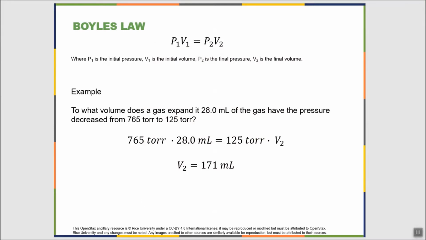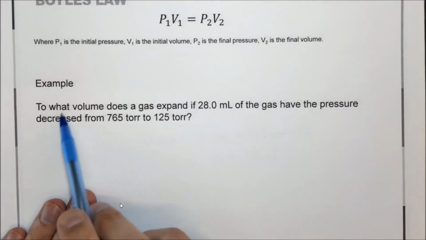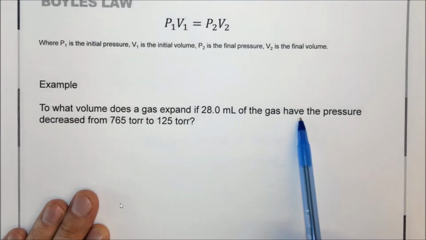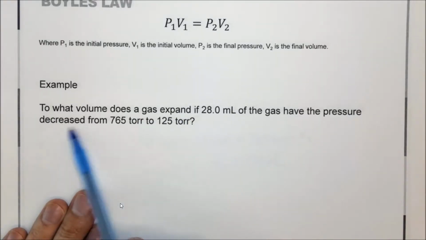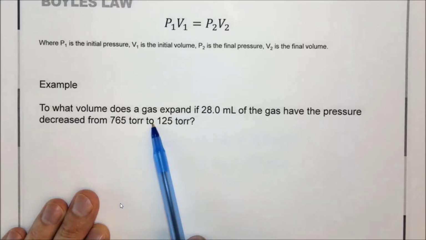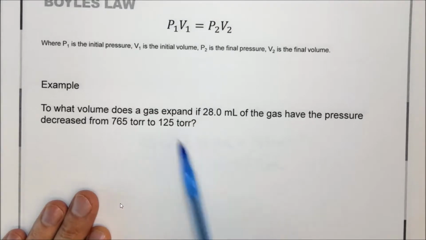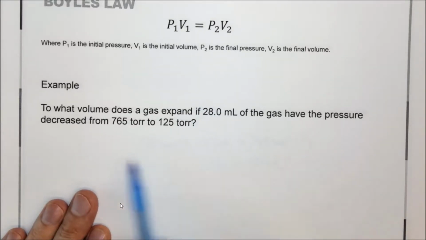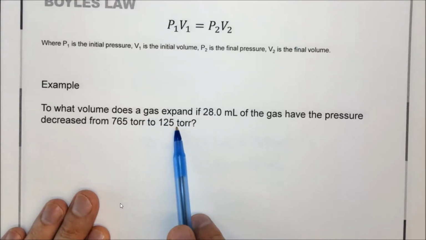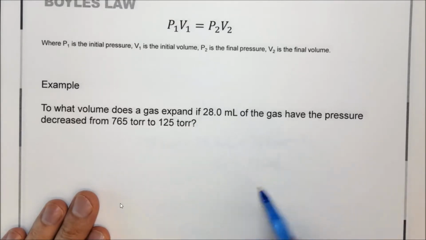So let's do an example here. The question says, to what volume does a gas expand if 28 milliliters of the gas have the pressure decreased from 765 torr to 125 torr? So we have 25 milliliters of gas at 765 torr, and we decrease the pressure around it to 125 torr. And we want to know, well, what happens to the gas? It's certainly going to expand because the pressure around it has decreased.